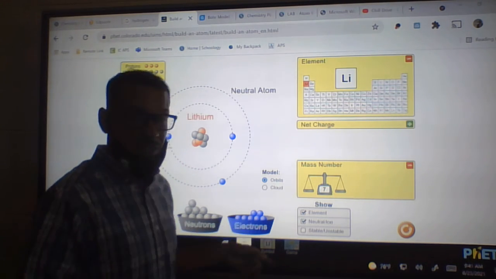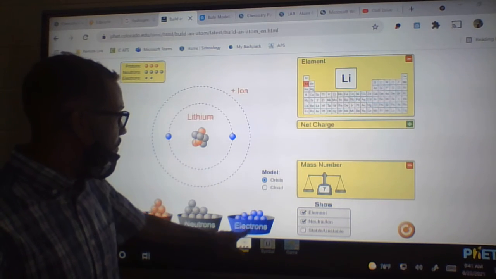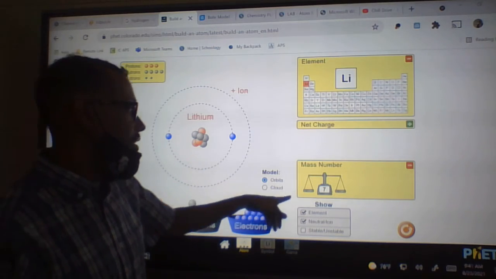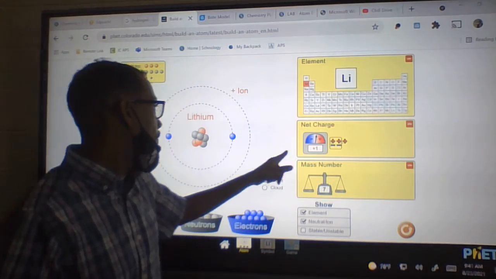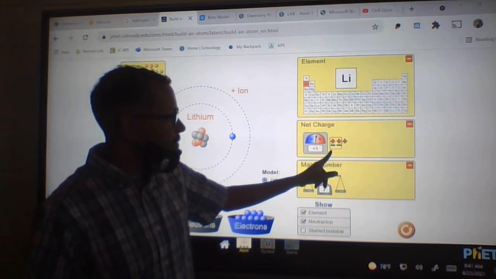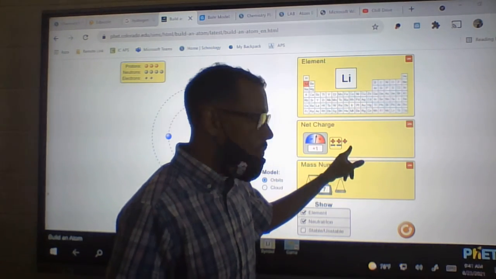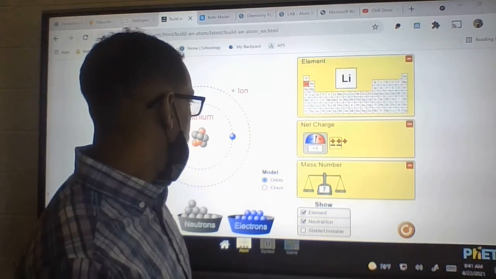In this case, if we take away an electron, now we have an imbalance of protons. So now I have 3 protons and 2 electrons. That's going to give me a charge of 1. The charges, positive and negative, cancel out, positive and negative cancel out, and I'm left with 1 single positive, and that would be the charge on it.